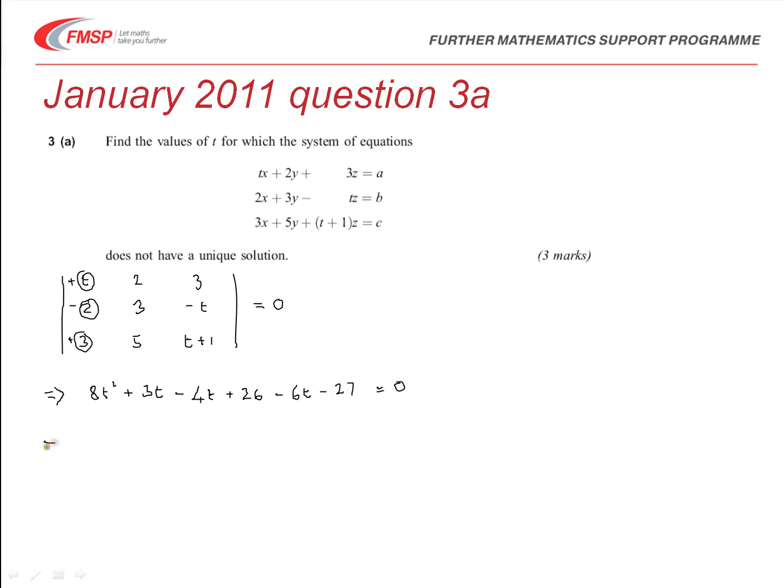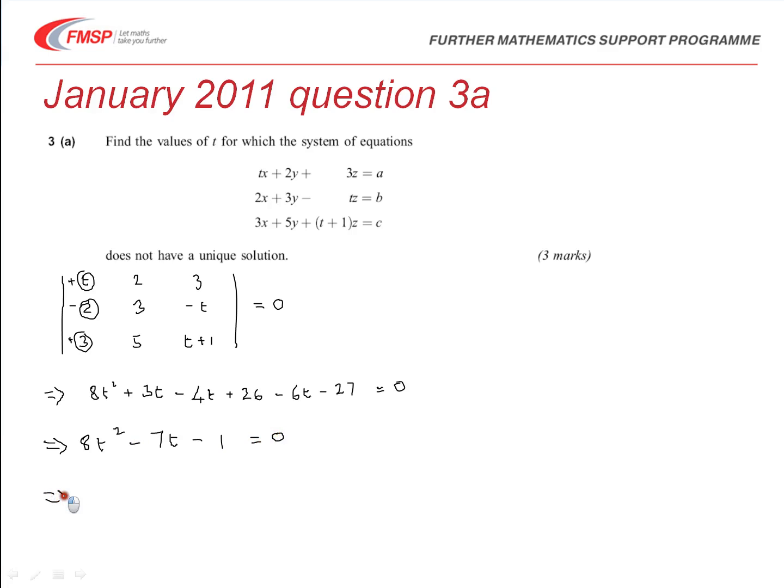So we're ending up here with a quadratic. So we're going to get 8t squared, and then we've got 3 minus 4t is minus t minus another 6t, so that's minus 7t. And then 26 minus the 27 gives us minus 1 equals 0. Obviously there's other ways to expand this, but you should end up with that same answer.